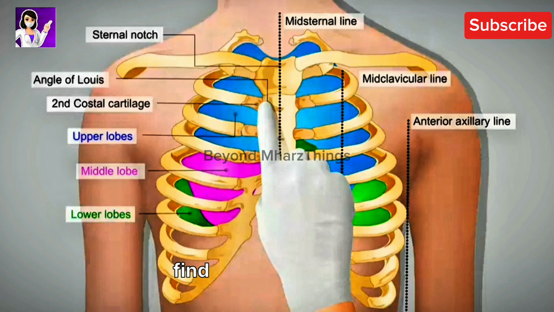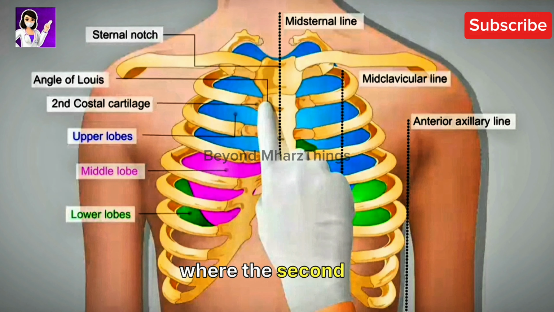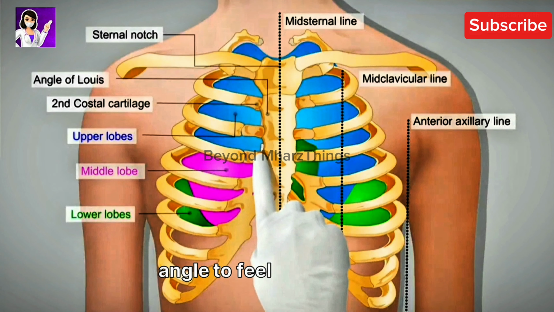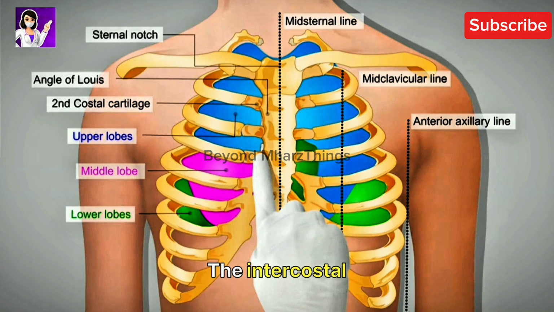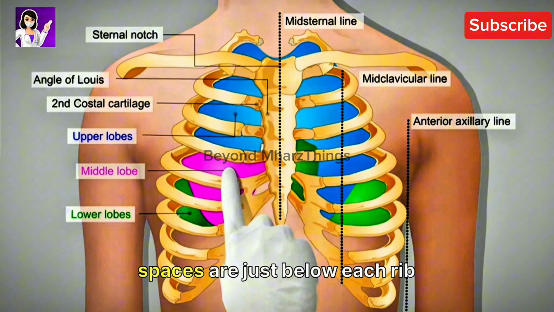Assessing the heart, find the angle of Louis at the manubriosternal junction, a visible and palpable angulation where the second rib articulates with the sternum. Slip fingers down each side of the angle to feel adjacent ribs. The intercostal spaces are just below each rib.